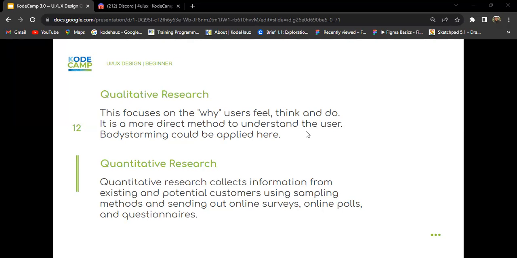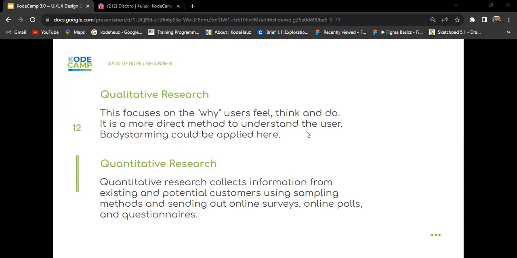Collect information from existing and potential customers using sampling methods and sending out online surveys, online polls, and questionnaires. So you could carry out this quantitative research from anywhere in the world. I could be in Akwa Ibom and carry out quantitative research for someone who is outside the country, because all I have to do is send out online surveys, online polls, and questionnaires.